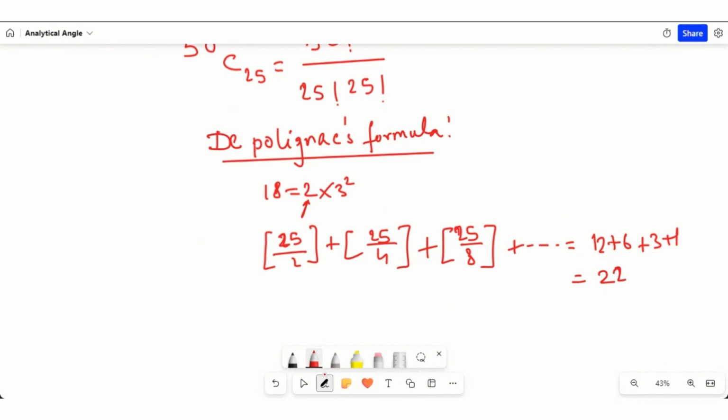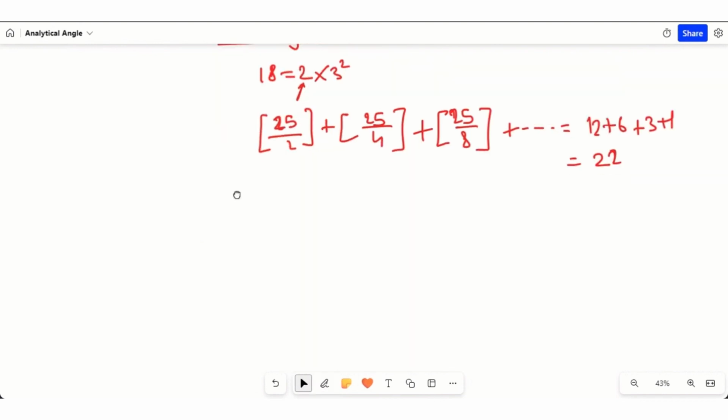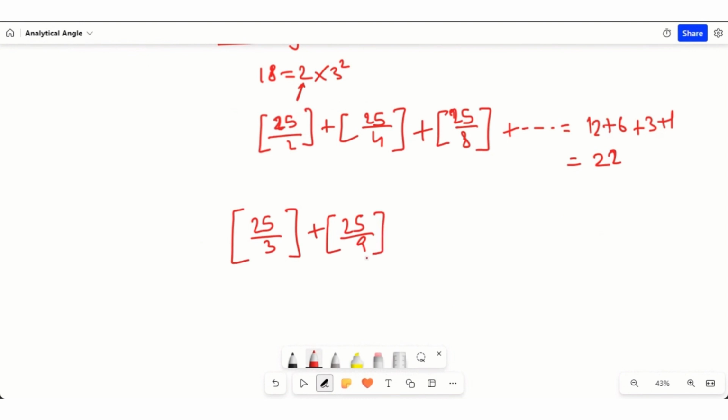And the highest power of 3 that is contained in 25 factorial is equal to floor of 25 by 3 plus floor of 25 by 9 plus floor of 25 by 27 and so on, which is equal to 8 plus 2, which is equal to 10.